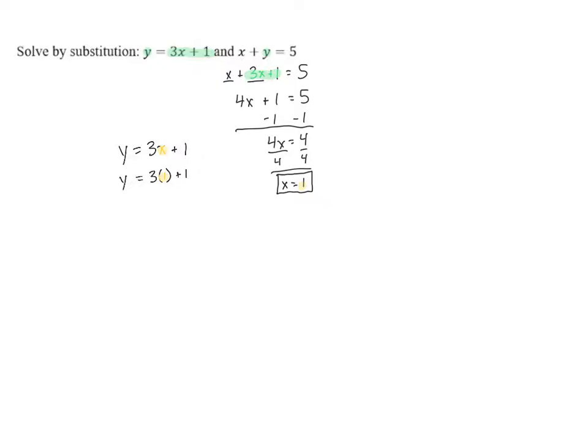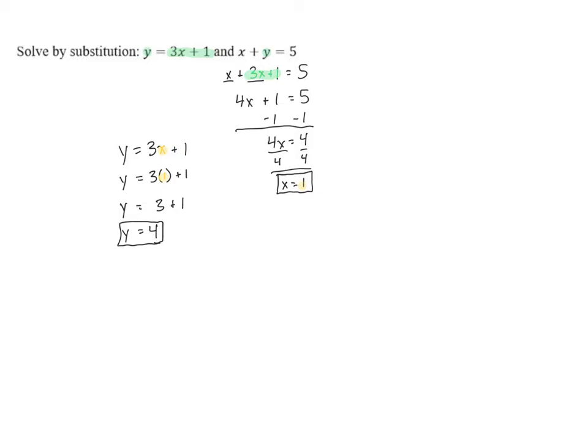So now we have y equals 3 times 1 plus 1. 3 times 1 is 3, and 3 plus 1 is 4. So we end up with y equals 4 and x equals 1.